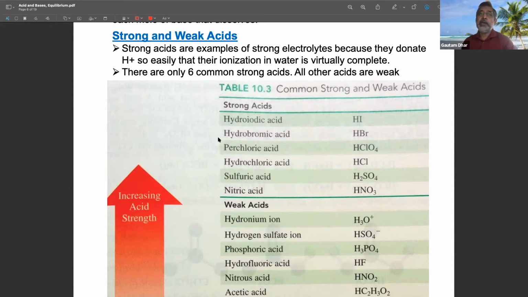Okay, so it's better you know their names, because if you know these 6, then the rest are all weak acids, and that is many. Now, hydroiodic acid, hydrobromic acid, hydrochloric acid. These are the halogen series. All these halo acids are strong acids. And among the oxyacids, sulfuric acid, nitric acid. So common names, okay? Just remember these 6 names, and the rest we say are weak acids.